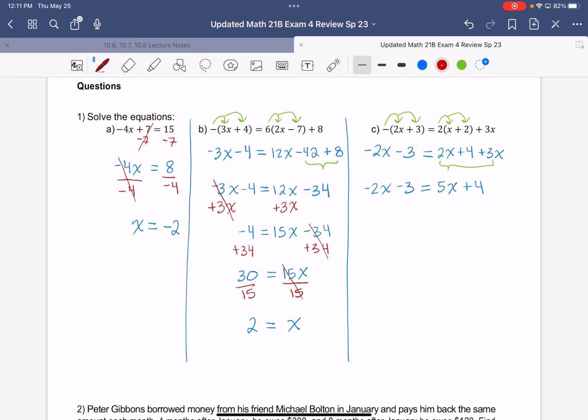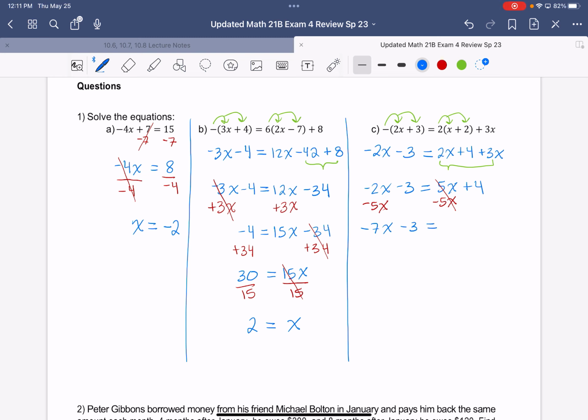So to get my x's to the left-hand side, I need to get rid of it on the right. On my right-hand side, I currently have a 5x. That means I need to subtract 5x from both sides of the equation for the 5x's to cancel. What are we left with? Negative 2x minus 5x is negative 7x.